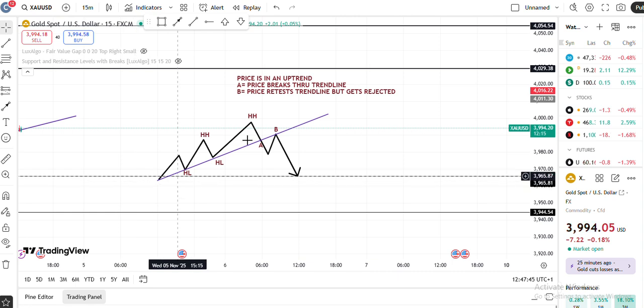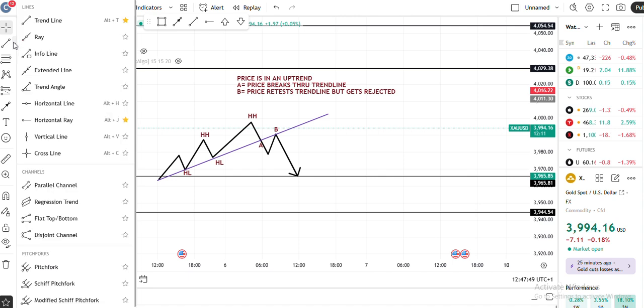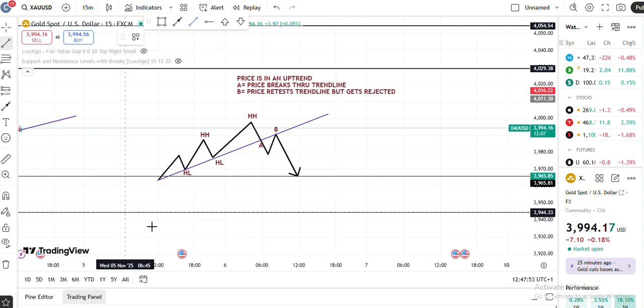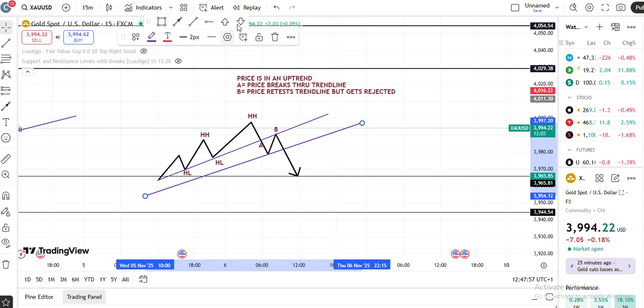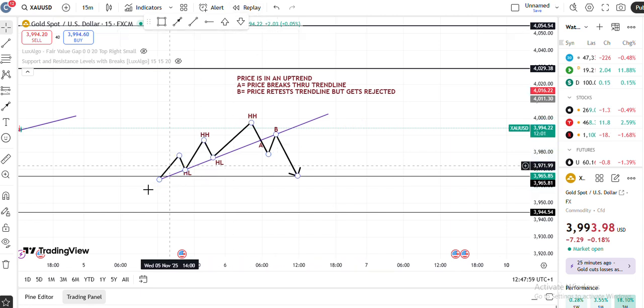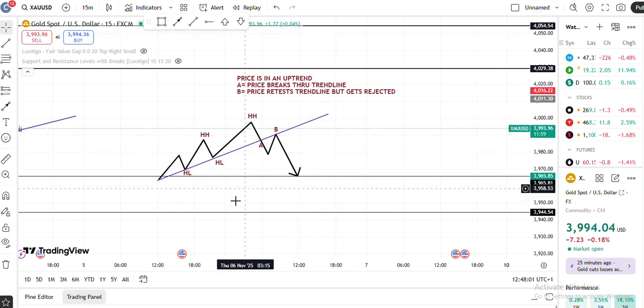When you're drawing your trend line, you take your trend line tool, and usually once you click on that, then you're able to draw a line. So what you want to do is have at least 2 touch points, okay? So you draw your trend line and that's it.